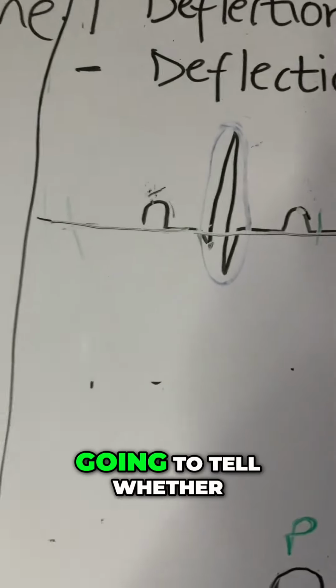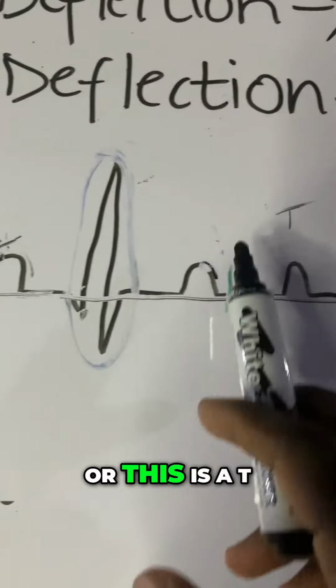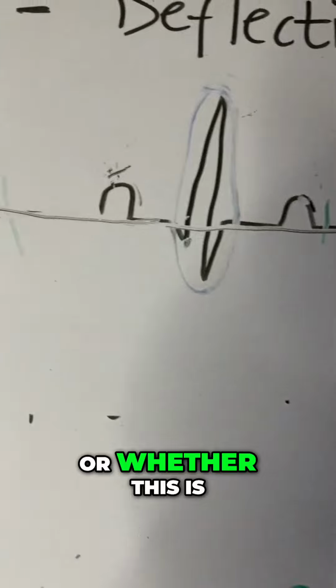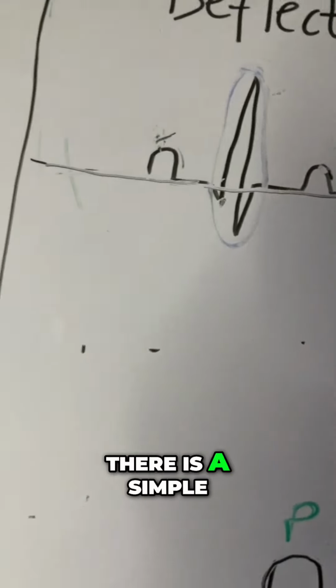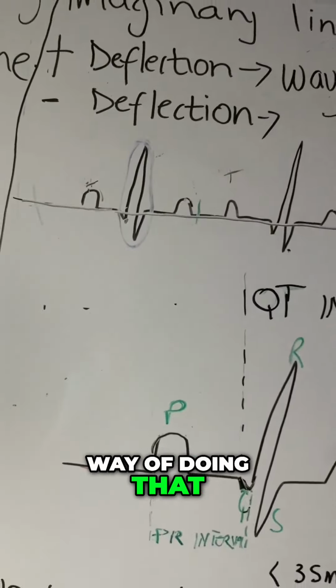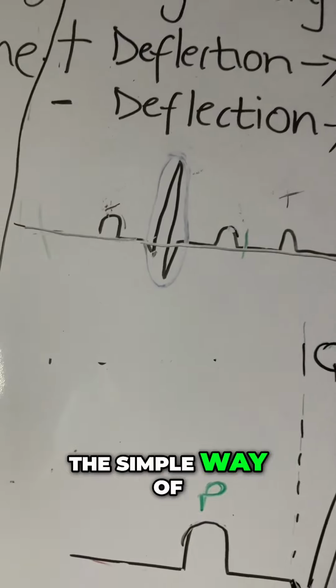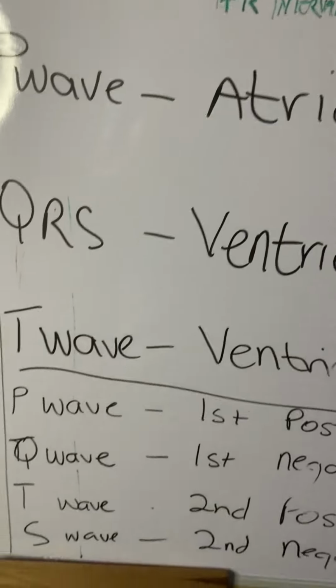So how are you going to tell whether this is a P or this is a T? Or whether this is a T and this is a P? There is a simple way of doing that. Okay. The simple way of doing that is what?